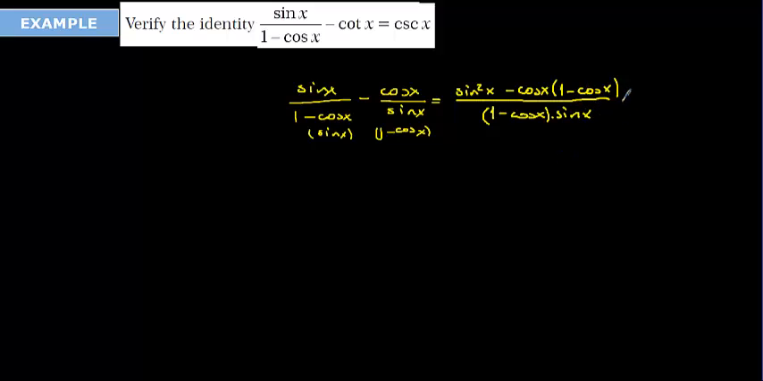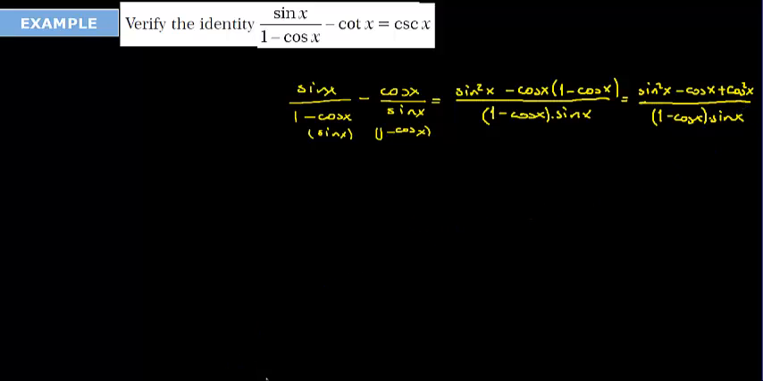Now we are going to distribute this minus cosine x to the other side also. It's going to be equal to sine square x minus cosine x times 1 is equal to minus cosine x, and here it's going to be minus times minus plus cosine square x, and all over 1 minus cosine x times sin x.